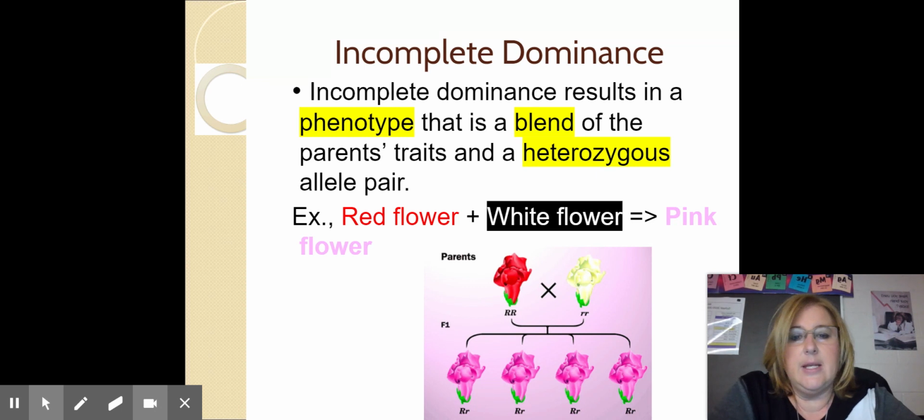Incomplete dominance occurs when you have a phenotype that blends the two parents' alleles together. So when you have a heterozygous allele pair, like an R for red and a W for white, they will actually blend together to make a pink. So it's not quite what we talked about with codominance. It's incomplete. So the dominant color is incomplete. It doesn't fully show up. It blends the two together. So here we've got a red and a white making a pink flower.